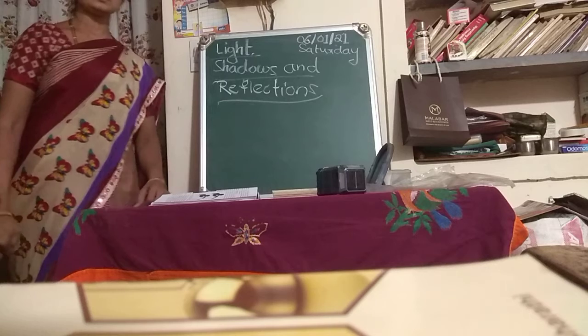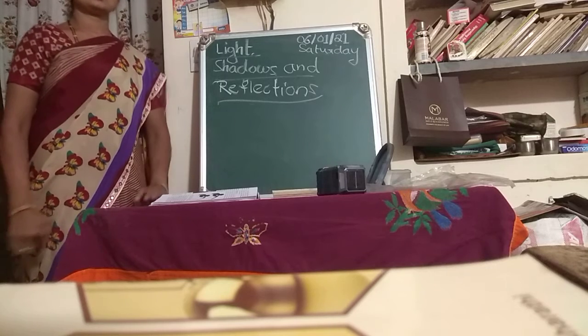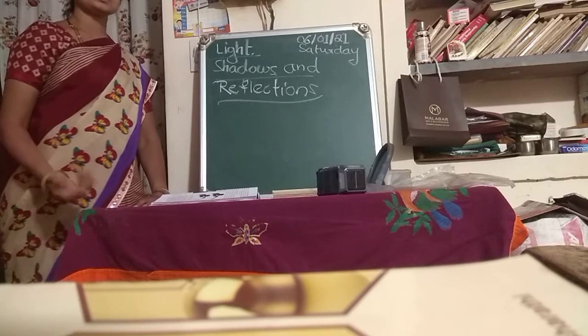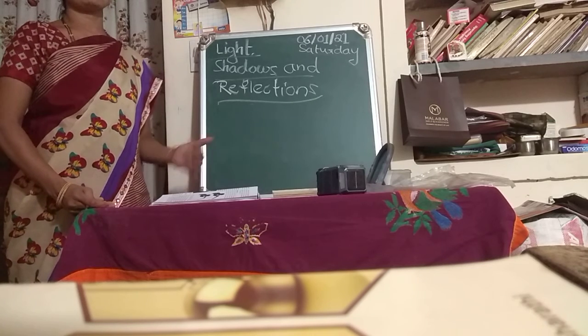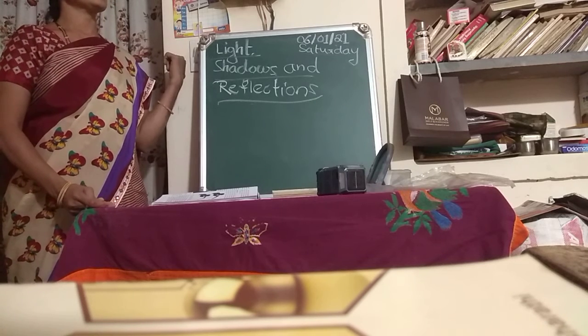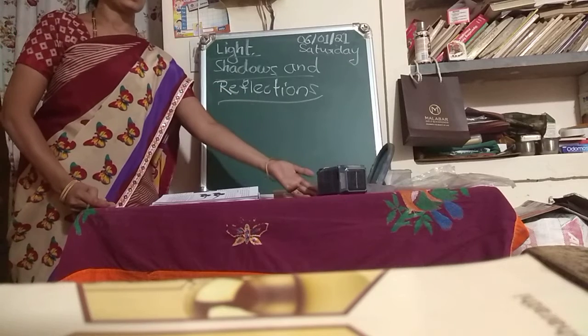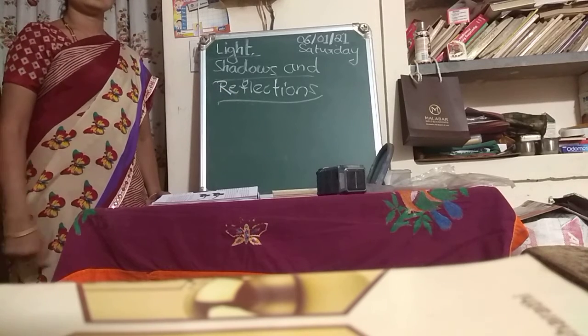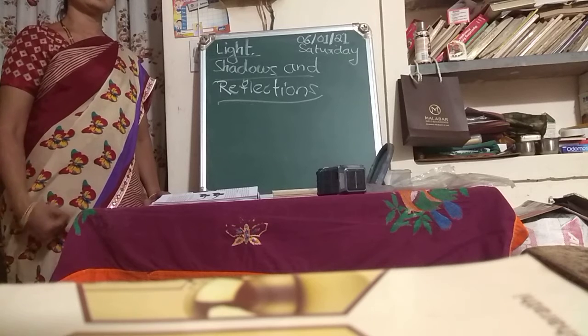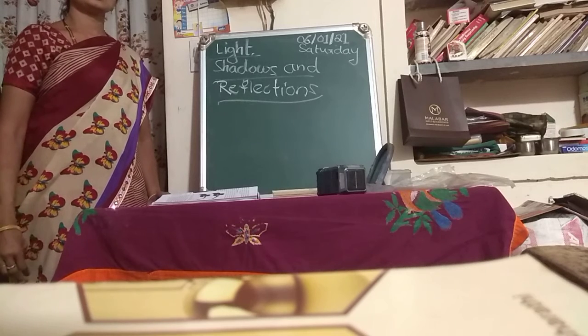Welcome to virtual class. Students, we can see many objects around us: battery, duster, textbook, board, walls, papers, mirror, bangles, etc. So, how are we able to see these objects?